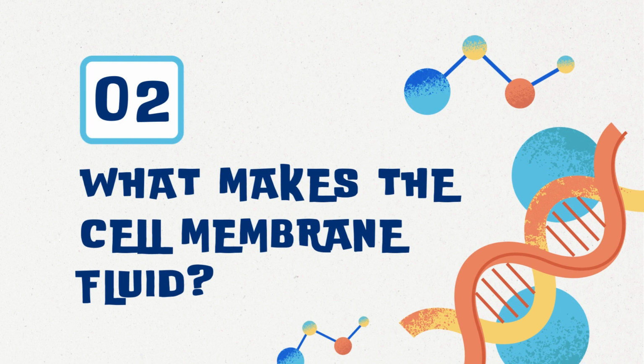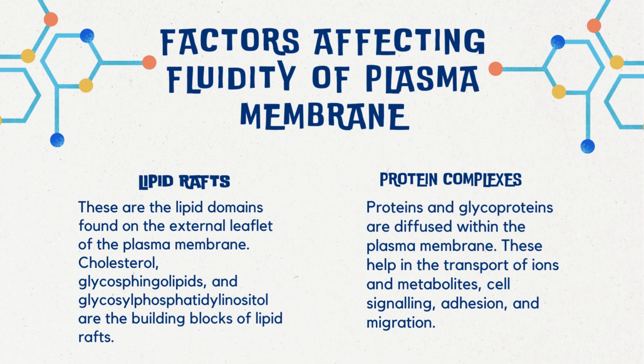What makes up the cell membrane fluid? Lipid rafts. These are the lipid domains found on the external leaflet of the plasma membrane. Cholesterol, glycosphingolipids, and glycosylphosphatidylinositol are the building blocks of lipid rafts. Protein complexes. Proteins and glycoproteins are diffused within the plasma membrane. These help in the transport of ions and metabolites, cell signaling, adhesion, and migration.